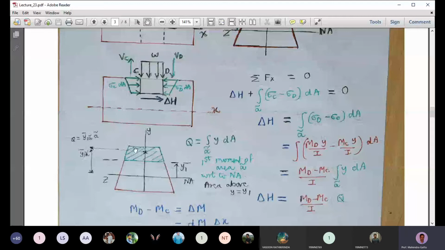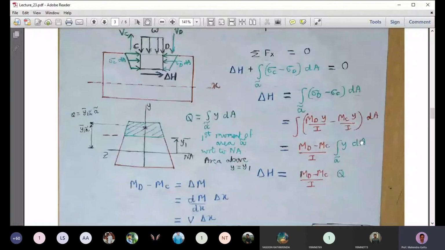We can find the centroid of this area, and let's call that centroid y1, and the total area we call A tilde. So the Q value will be y1 times A tilde. So the distance of the centroid from the neutral axis times the shaded area, that is the Q value. Or you can do an integration where you integrate from y1 to c1, the top fiber, and find this integral y dA. For the first moment of area, the integral of y dA, we replace this term with Q.